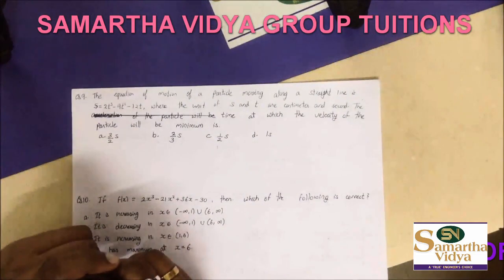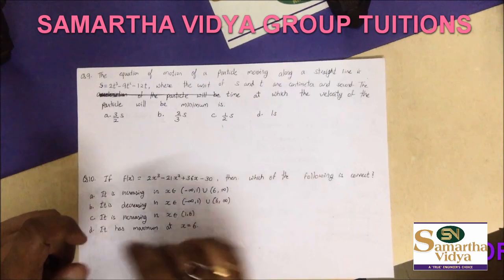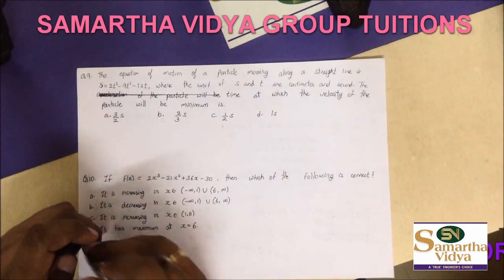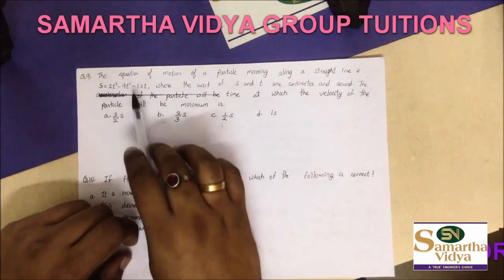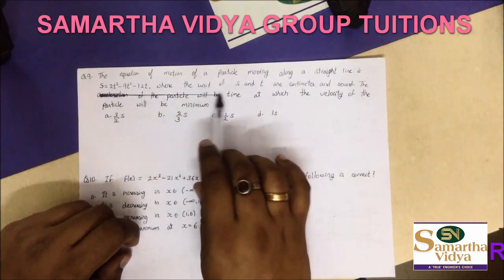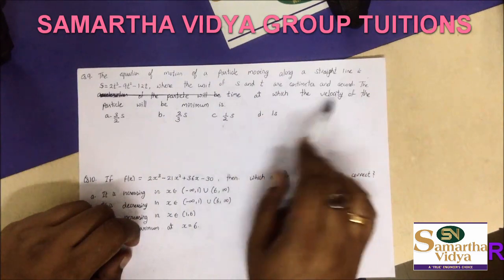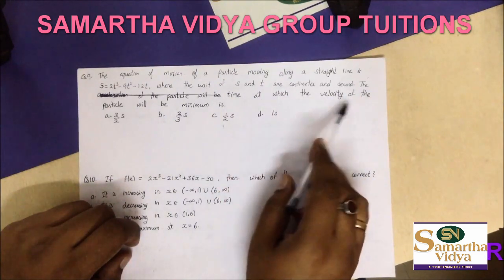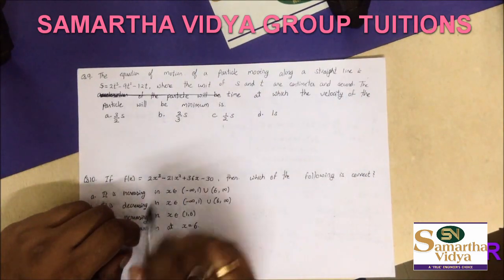As in the earlier video, we had given you two sets of questions, so we'll be giving you the solution for them. We have the equation of motion of a particle along a straight line where the units are given. I need to find the time at which the velocity of the particle will be minimum.